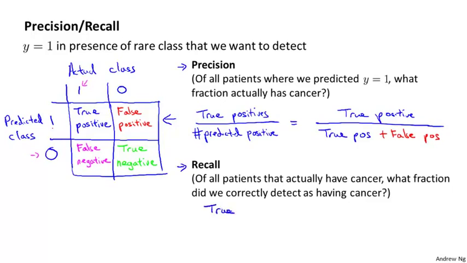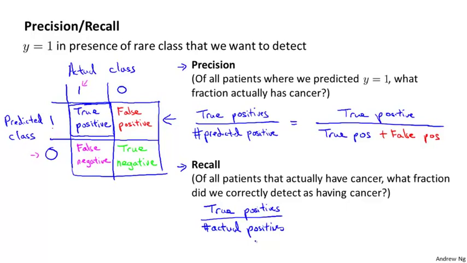So writing this down, recall is defined as the number of true positives, meaning the number of people that have cancer and that we correctly predicted have cancer, divided by the number of actual positives, of all the people that do have cancer. What fraction do we correctly flag and send for treatment?